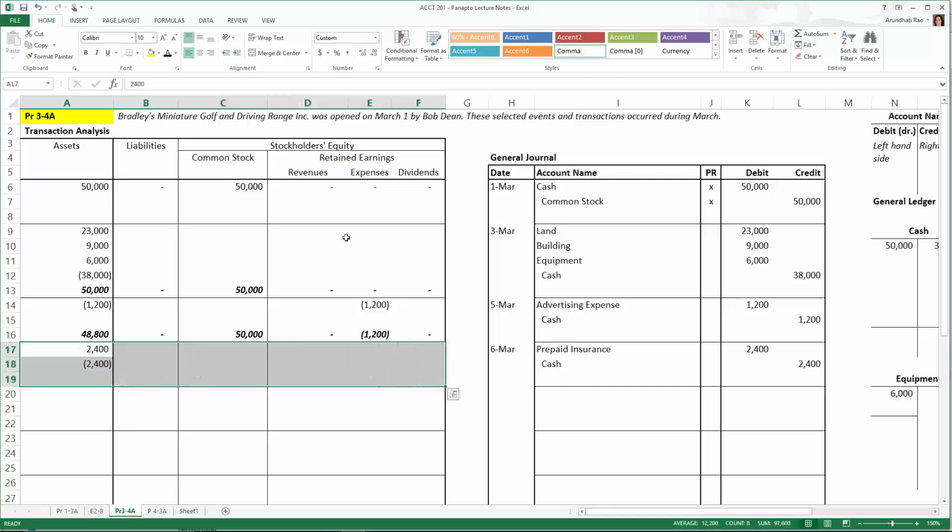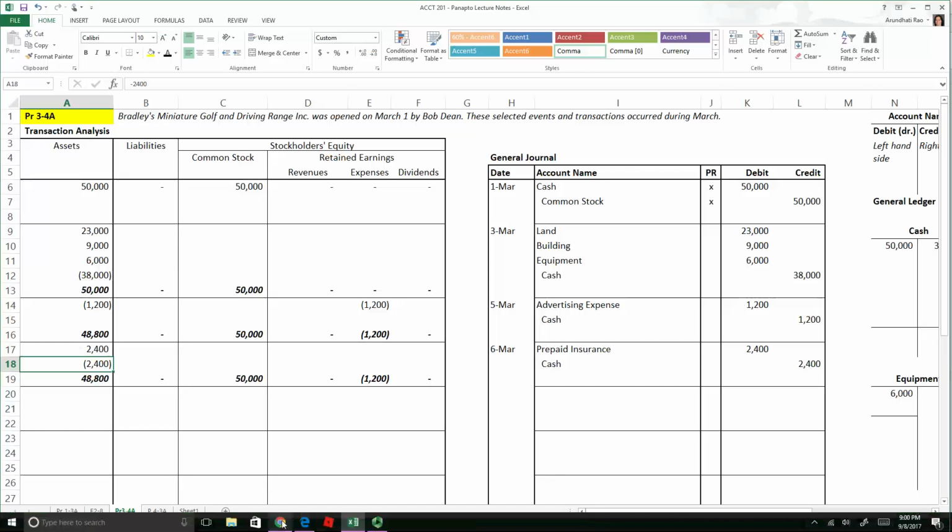So there's no effect anywhere on the total amounts because both were assets that were affected. One asset increased, another asset decreased. Okay, let's look at the next one.